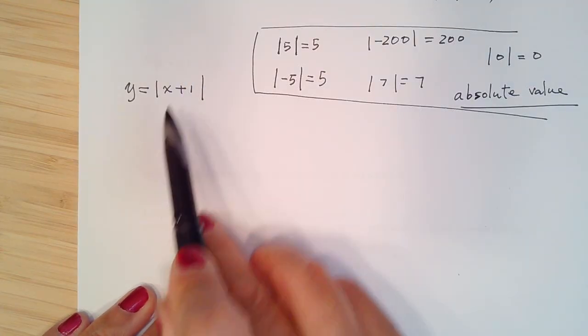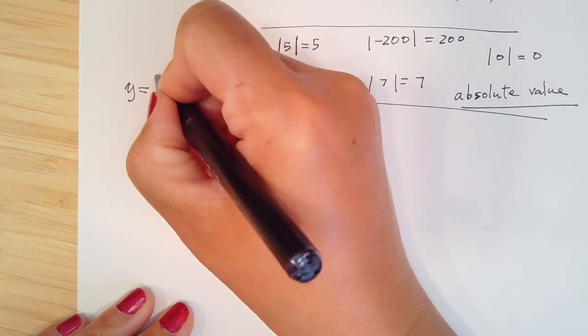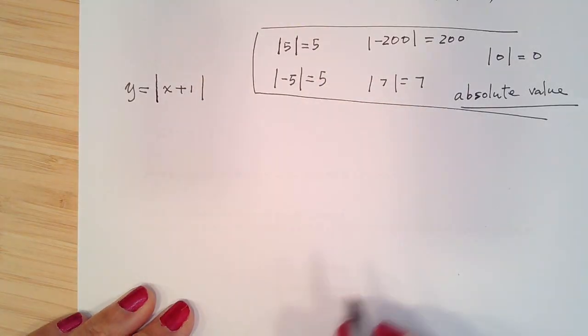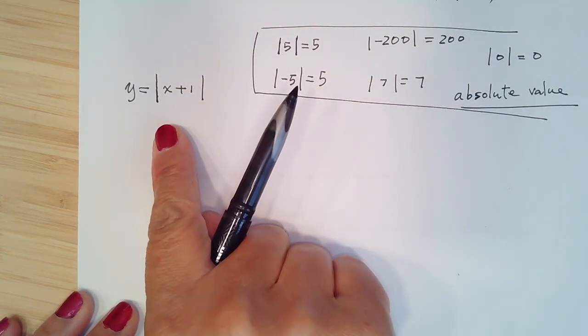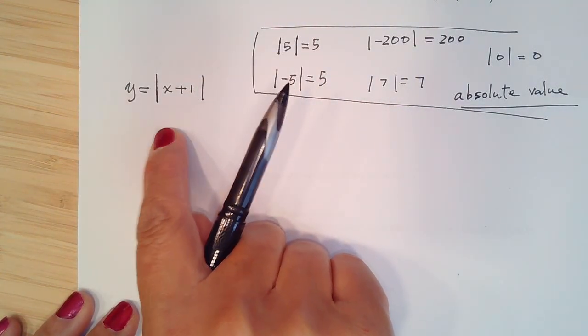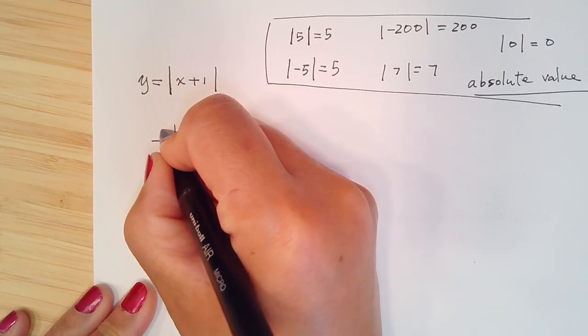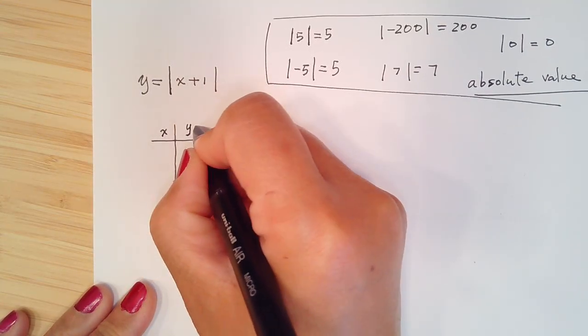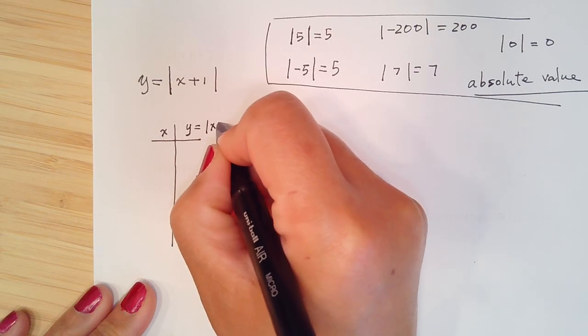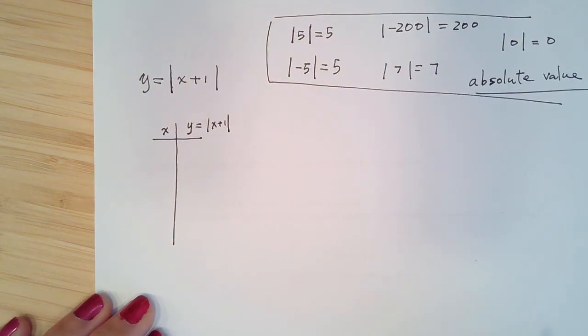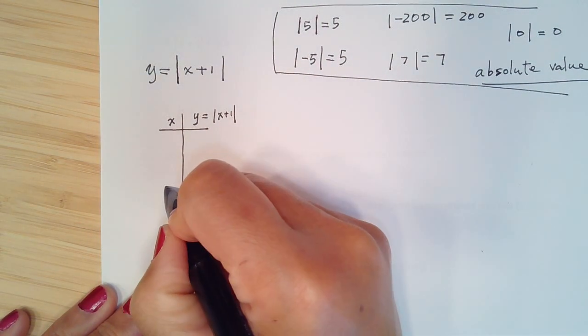And this one, y equals x plus 1, absolute value. We put 2 vertical bars around it. It shows the absolute value, and this is called the absolute value equation. Similar idea: pick some x, find the y, which you should just do x plus 1, then take the absolute value. So again, we do 0, negative 1, negative 2.